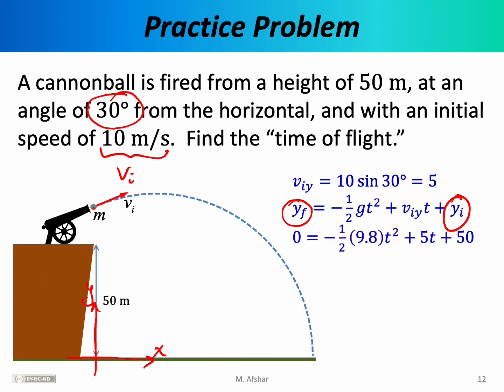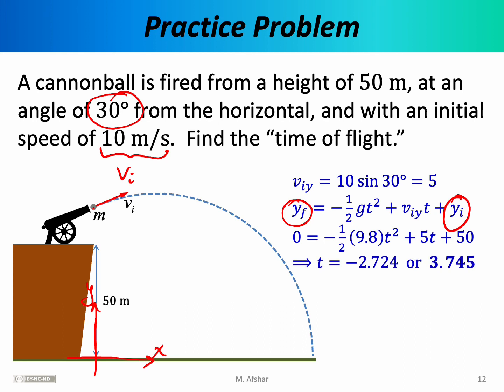If we put the origin on the ground, then we find that y initial is 50 because our 0 is on the ground and initially the cannonball starts 50 meters off the ground. Our y final is going to be 0 because that's where the cannonball ends up, on the ground, and we're calling the ground the origin. G, of course, is 9.8. V initial in the y direction is 5. And now we have a quadratic equation that we can solve for t.